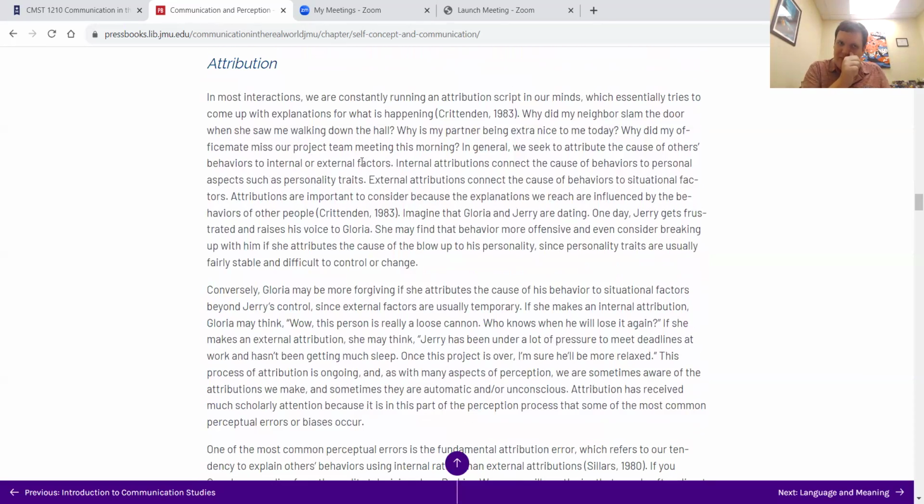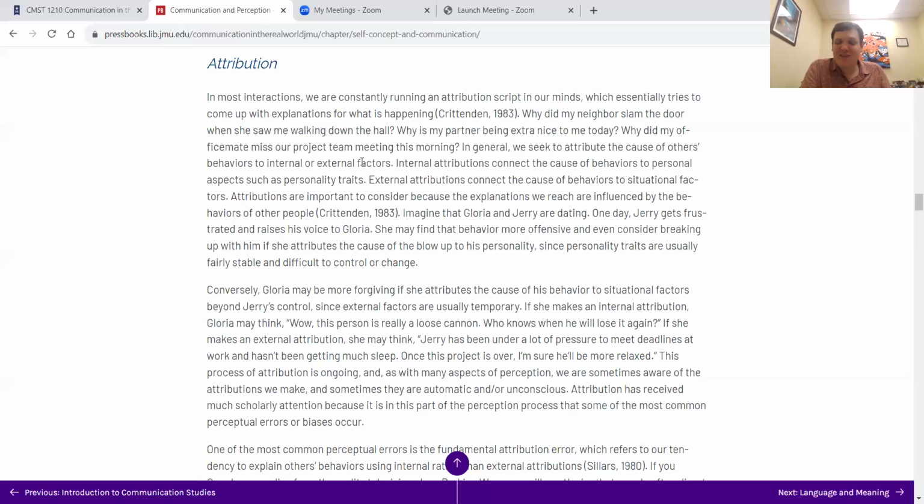So it talks about in interactions how we run an attribution script in our mind. So we're trying to come up with explanations for what happened. So why did my neighbor slam the door when she saw me walking down the hall? Why is my partner being extra nice to me today? Why did my office mate miss our team project meeting this morning? So we're trying to attribute the cause of others' behaviors to either internal or external factors. So internal attributions connect the cause of the behaviors to aspects such as personality traits, whereas external is connected to situational factors, things outside their control.